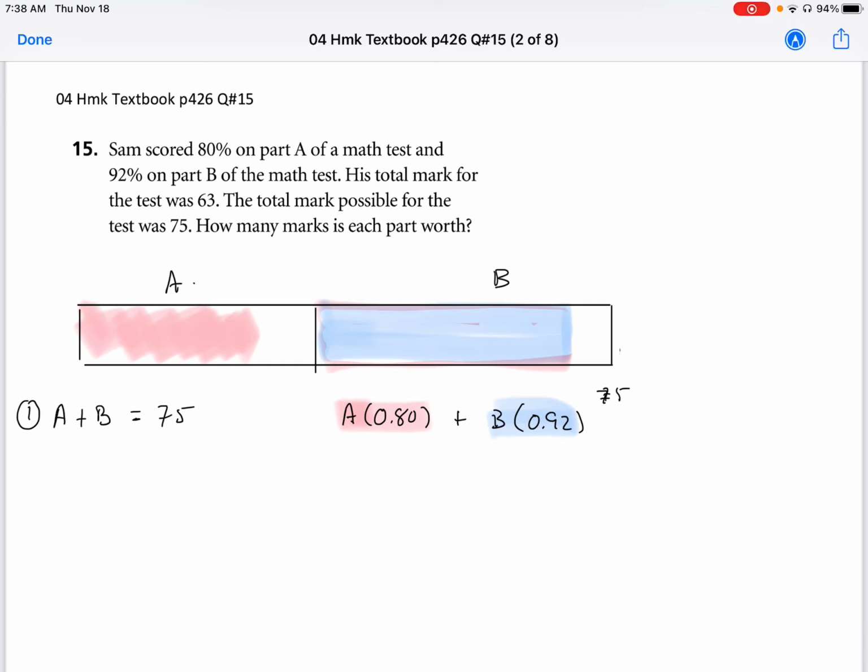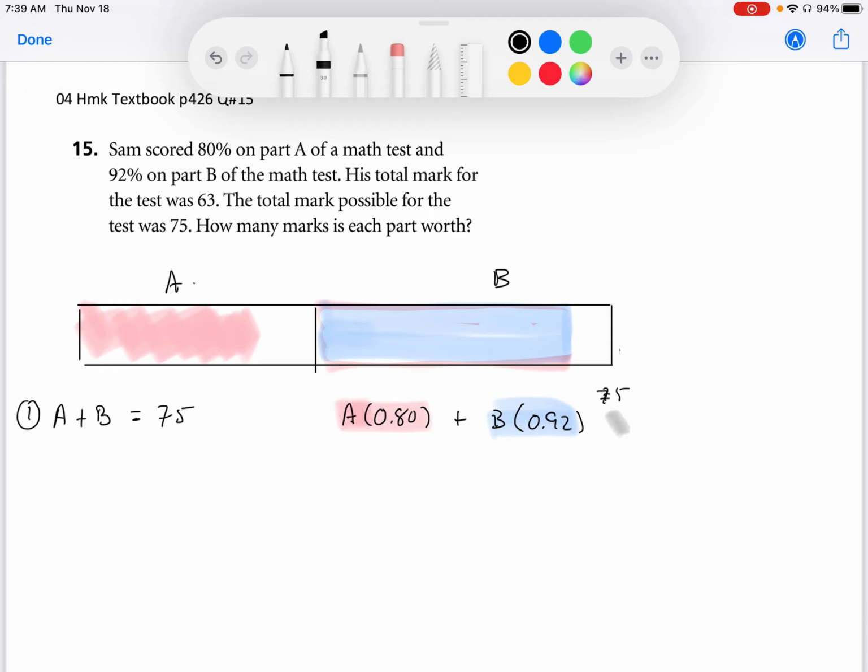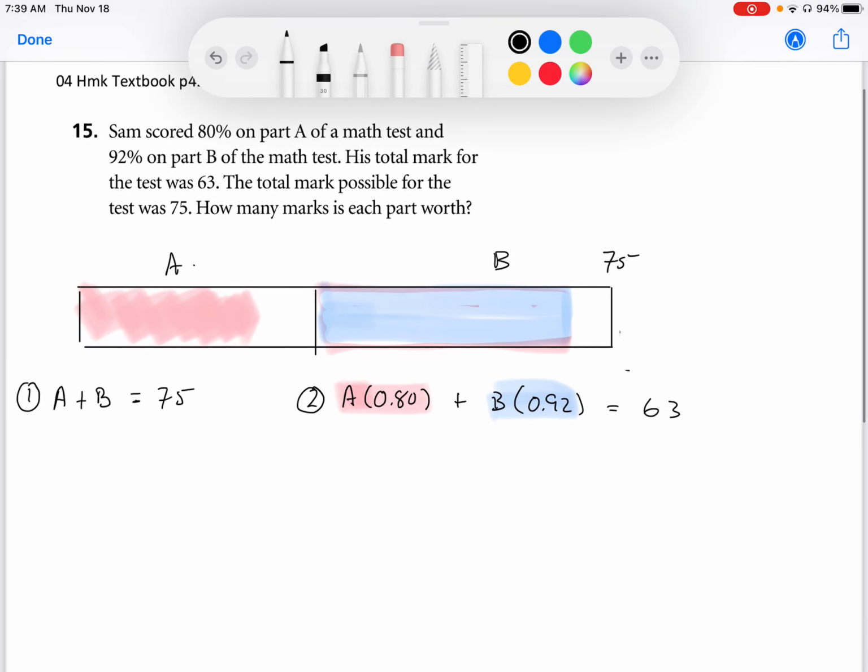And what do we know about the blue and red shaded areas? Well, we know that the blue and red shaded areas must add up to the 63 marks out of 75 marks total. I'm just going to maybe write the 75 over here to get it out of the way. So that represents 63, the shaded area of that whole bar is 75. The two shaded areas together should represent 63 marks. So there's my system of equations. I have two variables, A and B, and I have two equations.